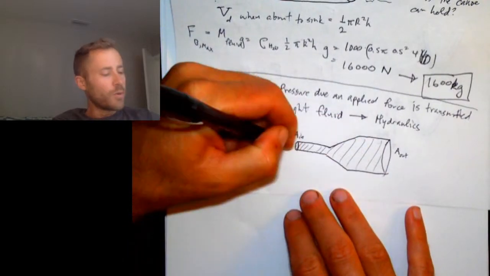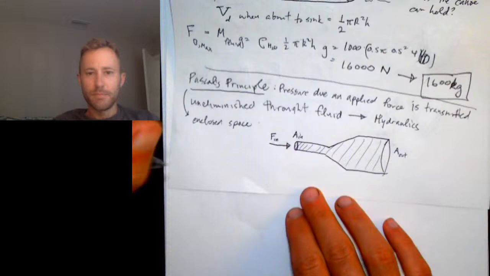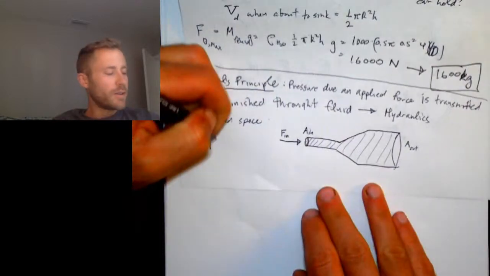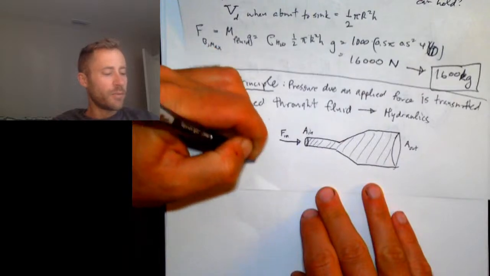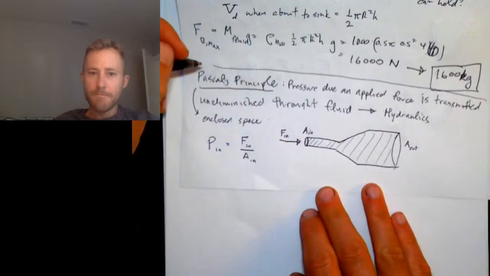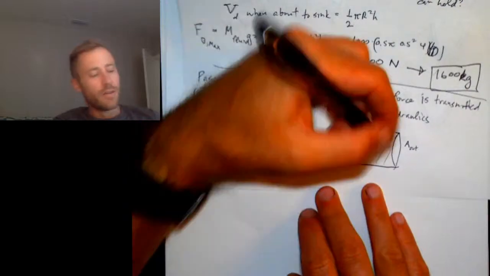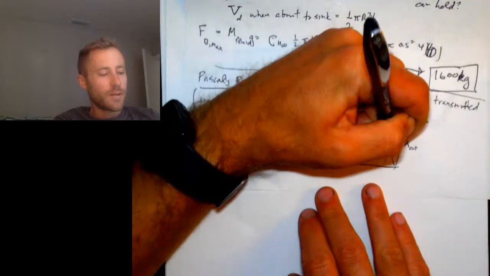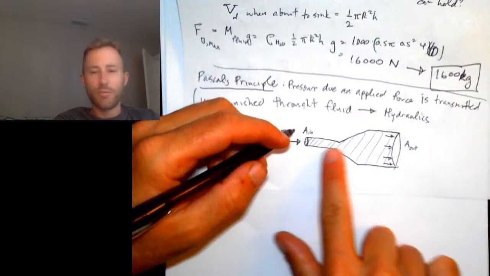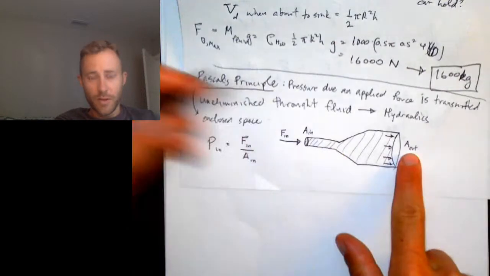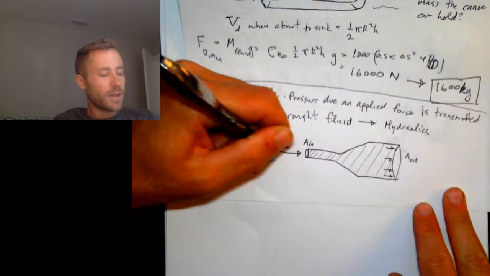Okay, so what if you apply a force F sub in at the input? Then the pressure at the input is going to be the force at the input divided by the area at the input. Okay, that pressure is going to be transmitted to the output. So the fluid transmits that pressure all the way to the other side of the hydraulic system, undiminished. So that is also equal to the pressure at the output.